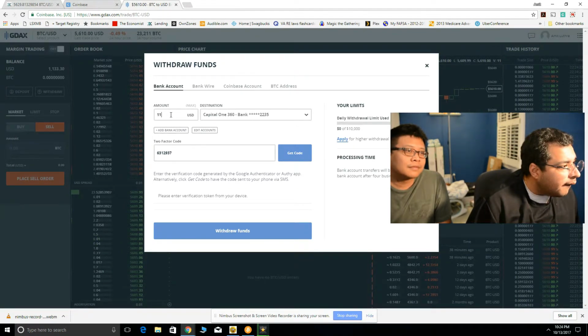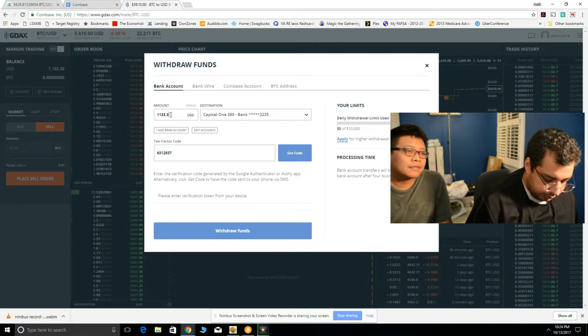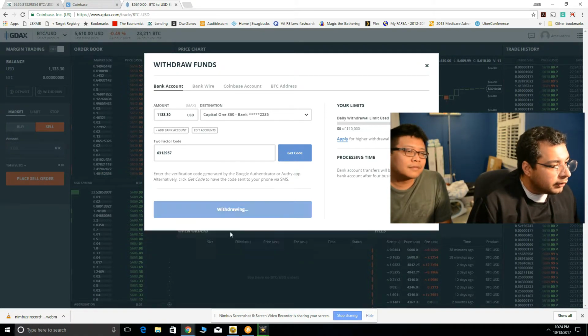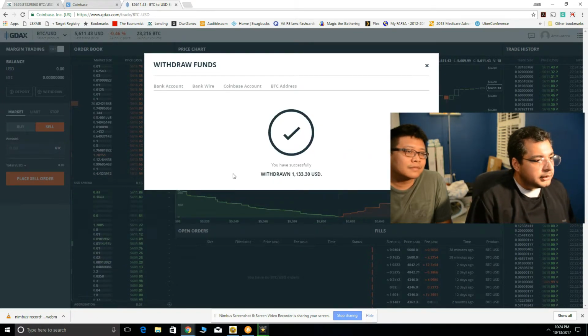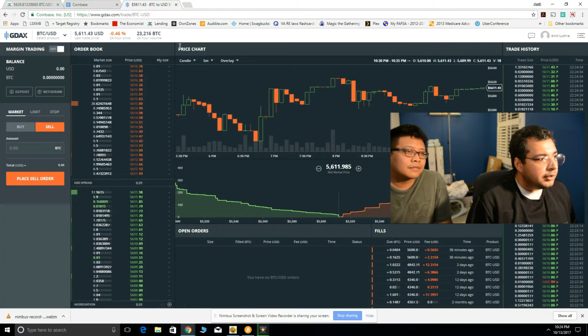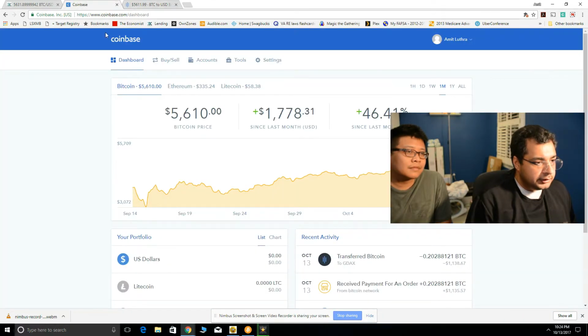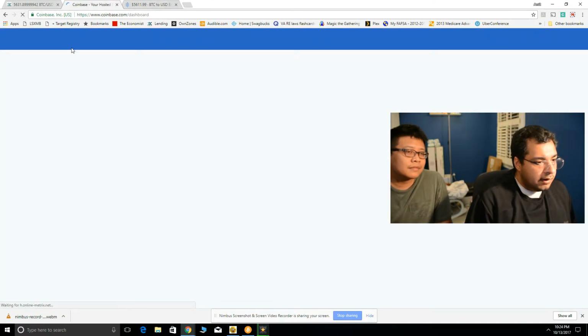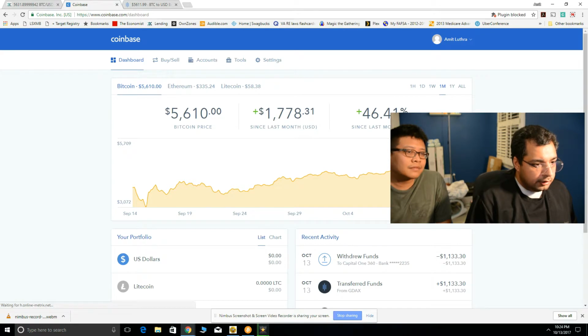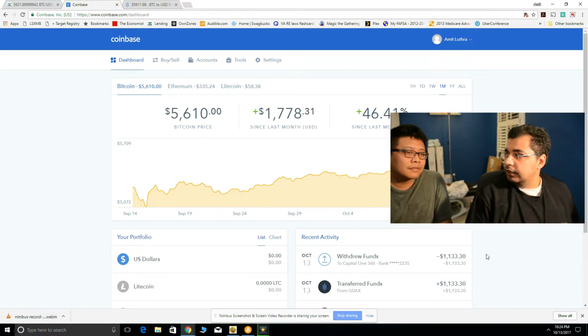So 1,133.30. And withdraw funds. It's processing. It's checked that the funds are withdrawn. Close it out. You can go to your Coinbase account, refresh it, and it'll show the withdrawal. So it's withdrawing to my bank account, and I'll have the bank withdraw within 1 to 2 days. And I'll get verification emails saying that the money has been withdrawn. But that's basically how simple the system is for processing Bitcoin.